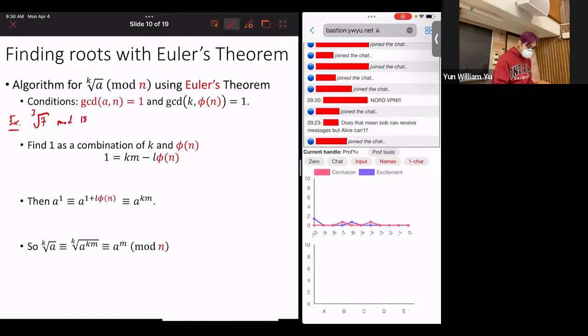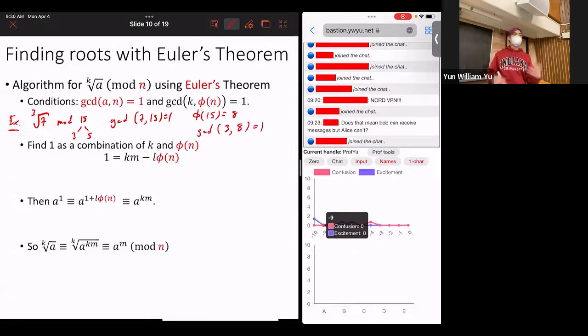Well, you have to check a couple things. You have to check to see if the GCD of 7 and 15 is equal to 1. And then you have to compute phi of 15, which is 8. The easiest way to compute that is using the factoring, right? So if you know that 15 is 3 times 5, then you can compute phi of 15 is equal to 8. And then you check that GCD of 3 and 8 is equal to 1. And so this means that we can find a root using the methods we've learned in class.